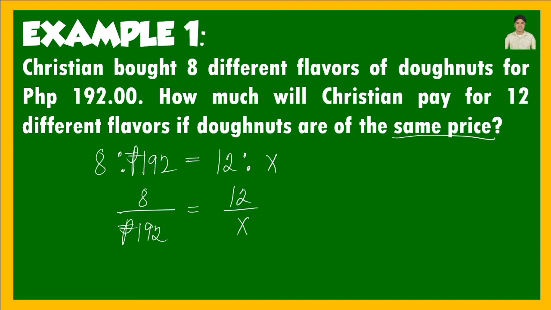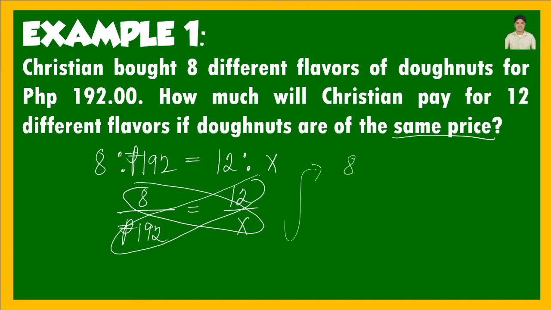And then, cross products. Ayan. 8 times X, and 192 times 12. So, dito na natin isulat. 8X equals, ngayon, 192 times 12. So, kapag minultiply po natin ang 192 sa 12, ang makukuha po nating product ay 2,304. So, 8x equals 2,304 pesos.